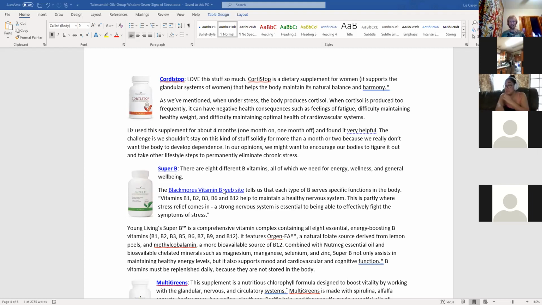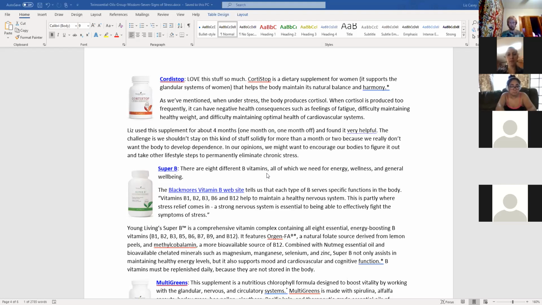There are eight different B vitamins, all of which we need for energy, wellness, and general well-being. And of those eight, they all serve specific functions in the body. So vitamins B1, 2, 3, 6, and 12 help maintain a healthy nervous system. And this is partly where stress relief comes in. A strong nervous system is essential to being able to effectively fight the symptoms of stress.